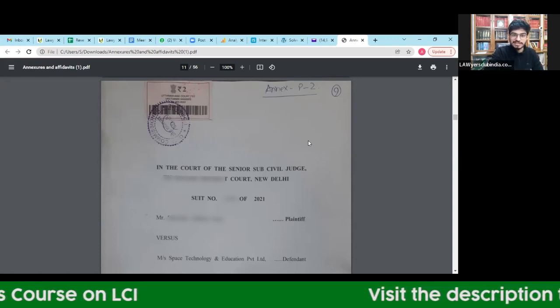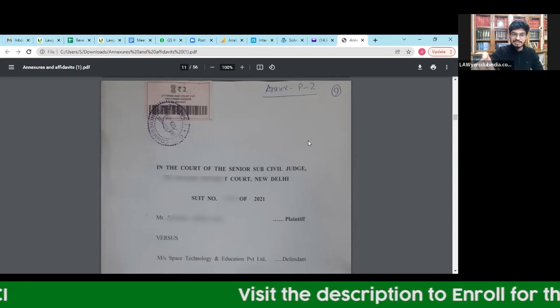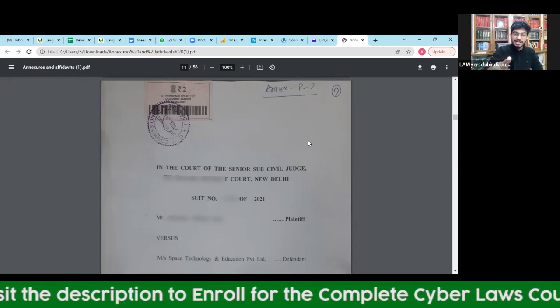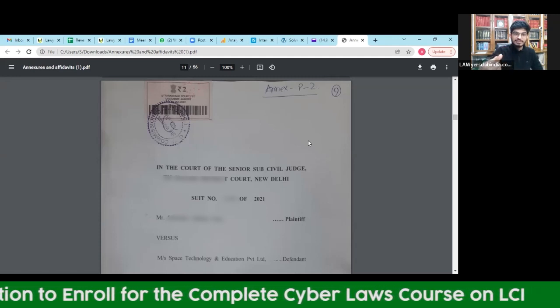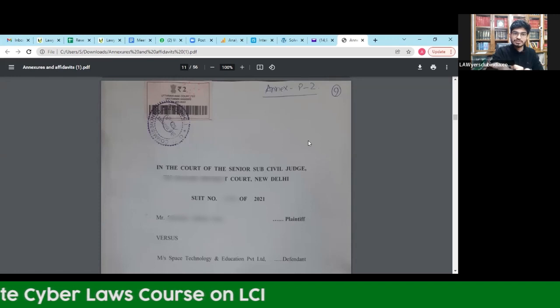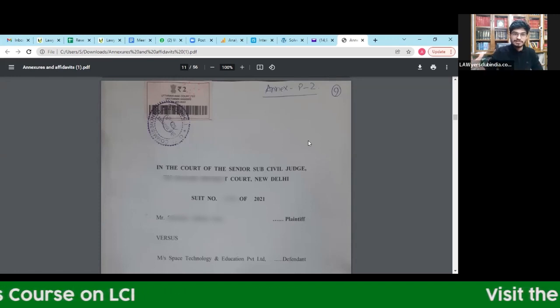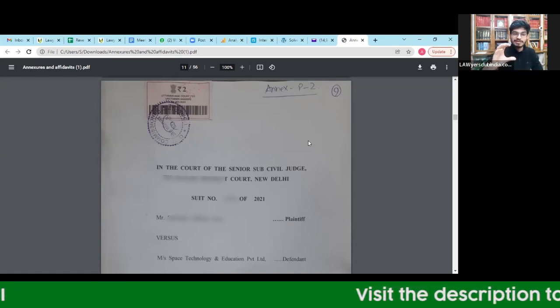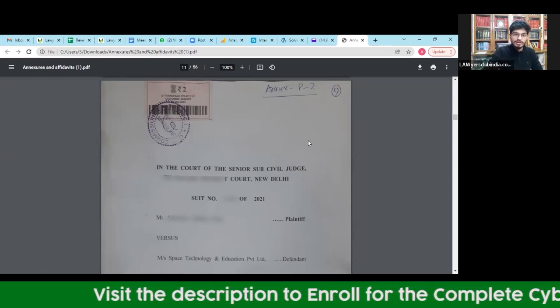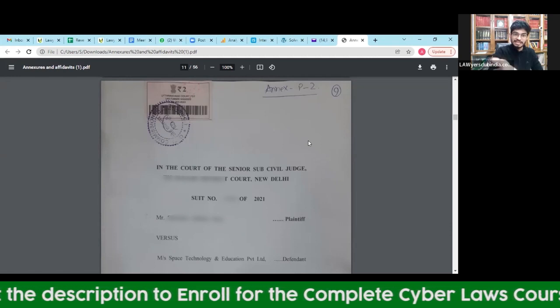When you go to Order 6, it will tell you that you have to concisely put your facts and it has to be duly paragraphed, duly numbered, and every fact that you allege, every denial that you make has to be in a separate paragraph. So it's not something that people tell you to do because they have practiced in the courts. It is actually the law that you have to follow. So pagination is a law.